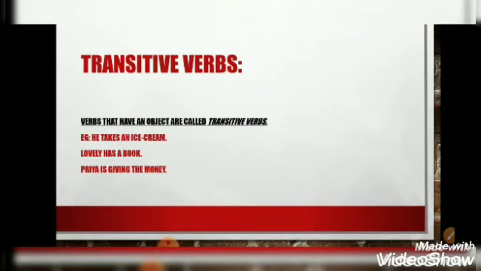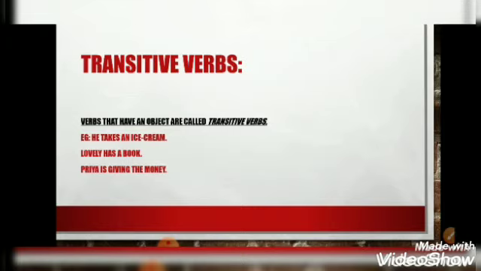Now we come to transitive verbs. Verbs that have an object are called transitive verbs. Without an object, their meaning cannot be completed. For example, he takes an ice cream. Now what does he take? An ice cream. If I write only he takes, you will not be able to understand what he takes. This sentence is not making complete sense.